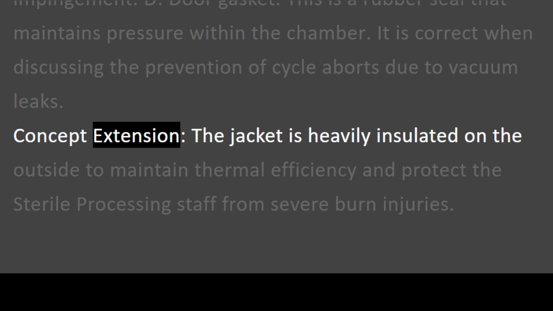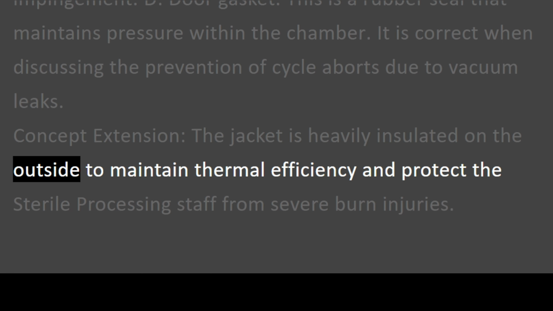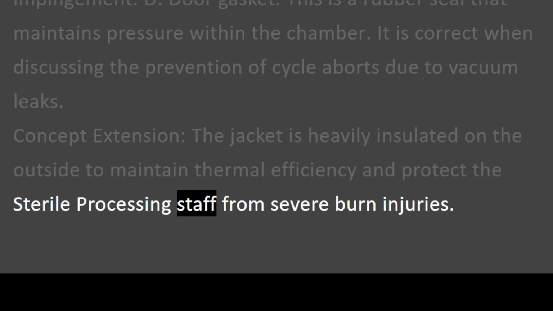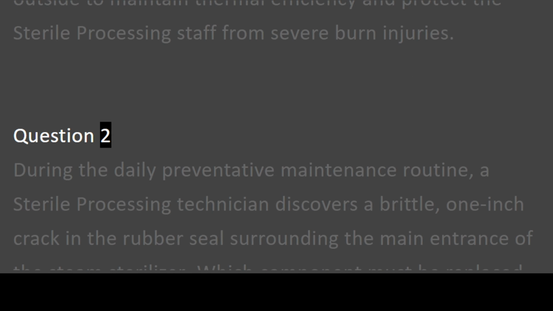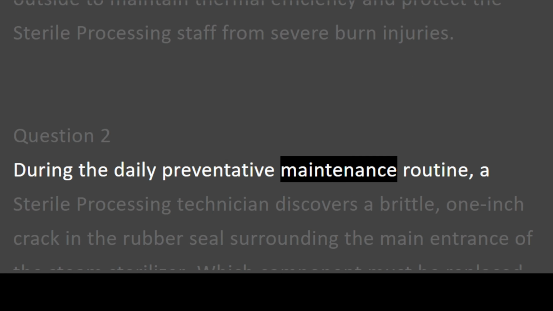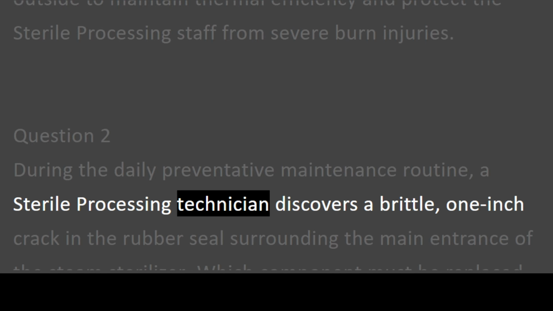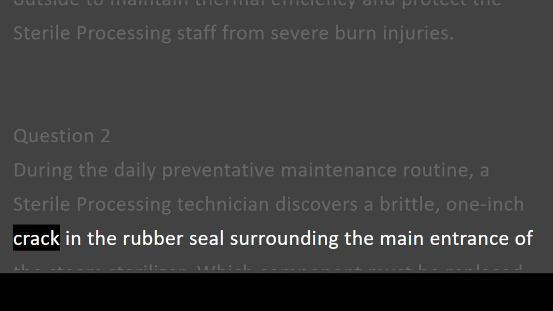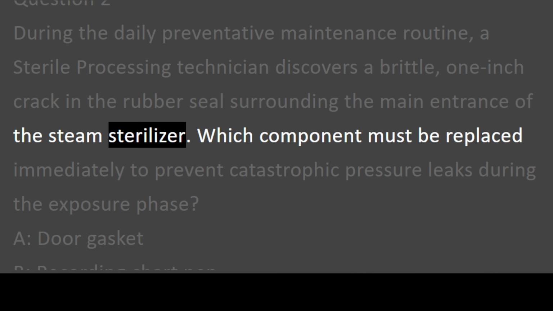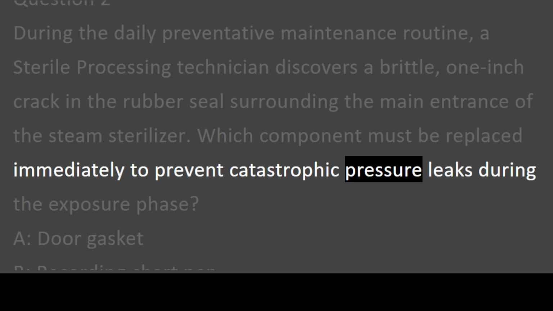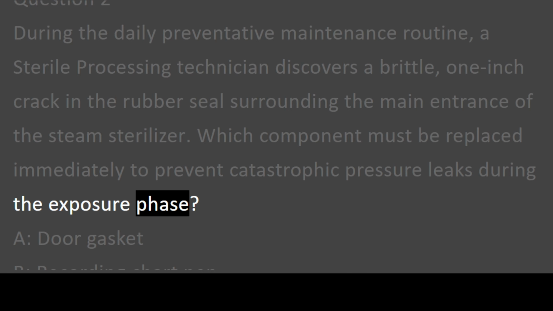Concept extension. The jacket is heavily insulated on the outside to maintain thermal efficiency and protect the sterile processing staff from severe burn injuries. Question 2. During the daily preventative maintenance routine, a sterile processing technician discovers a brittle, 1-inch crack in the rubber seal surrounding the main entrance of the steam sterilizer. Which component must be replaced immediately to prevent catastrophic pressure leaks during the exposure phase?